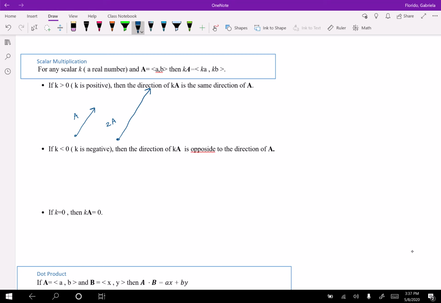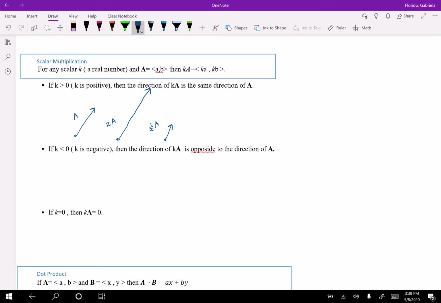What happens if my k is a half? So we have 1/2 times my vector, then it's just going to cut it in half. So my vector is going to have half the magnitude of vector A. But again, the direction is not changing. It still has the same direction. The only thing that is going to be modified is the magnitude. Okay, so they're still pointing the same direction, but the magnitude is different.